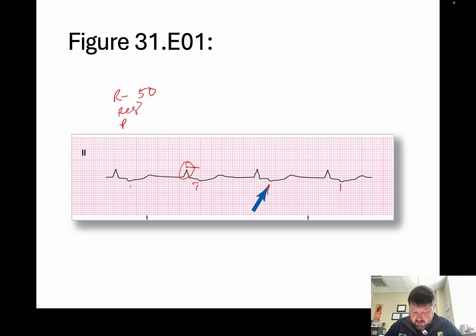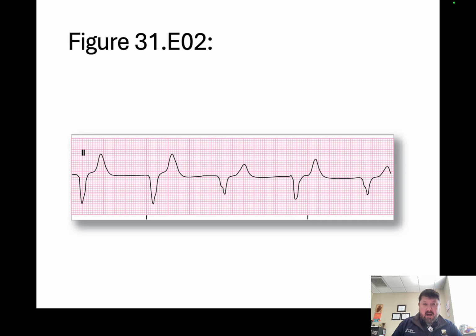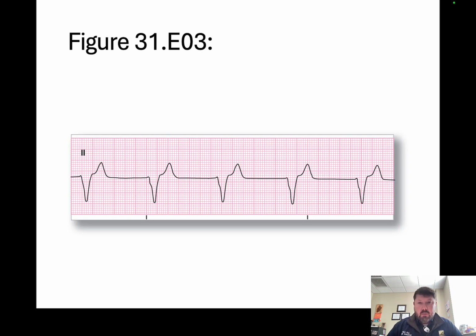My QRS complex is wide, and this rhythm at a rate of 50 is an idioventricular. My rate is 50. I've got wide complexes that are regular: idioventricular. Now I mentioned Josephine's sign earlier, and there's possibly that since it's occurring regularly. But again, we're not trying to really identify if there is a P wave in this, because we see that it's a wide complex and a rate of 50. And if this is clinically what we're seeing in our patient, that's going to be a moot point.